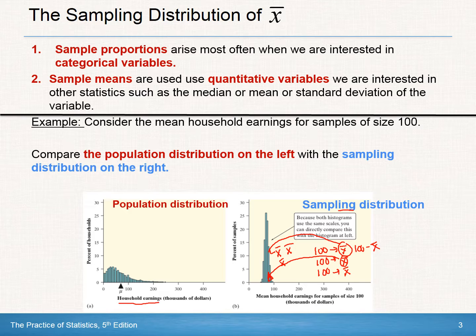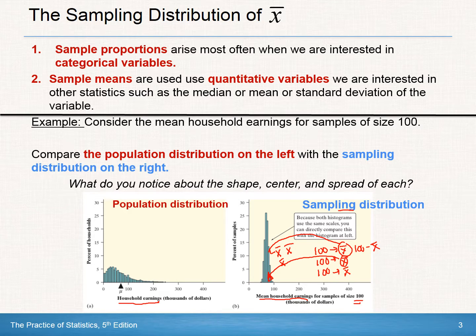Notice, look at the bottom, this just says household earnings, so that's individual values, versus mean household earnings for samples of size 100. Take a look at this distribution. This distribution is a little bit more approximately normally distributed. It's unimodal, it's symmetric. Let's take a look at that for a minute and compare the center and the shape. So what did we notice about the shape? We said that this one was skewed to the right. Okay, that's the population distribution, where our sampling distribution was approximately normal.